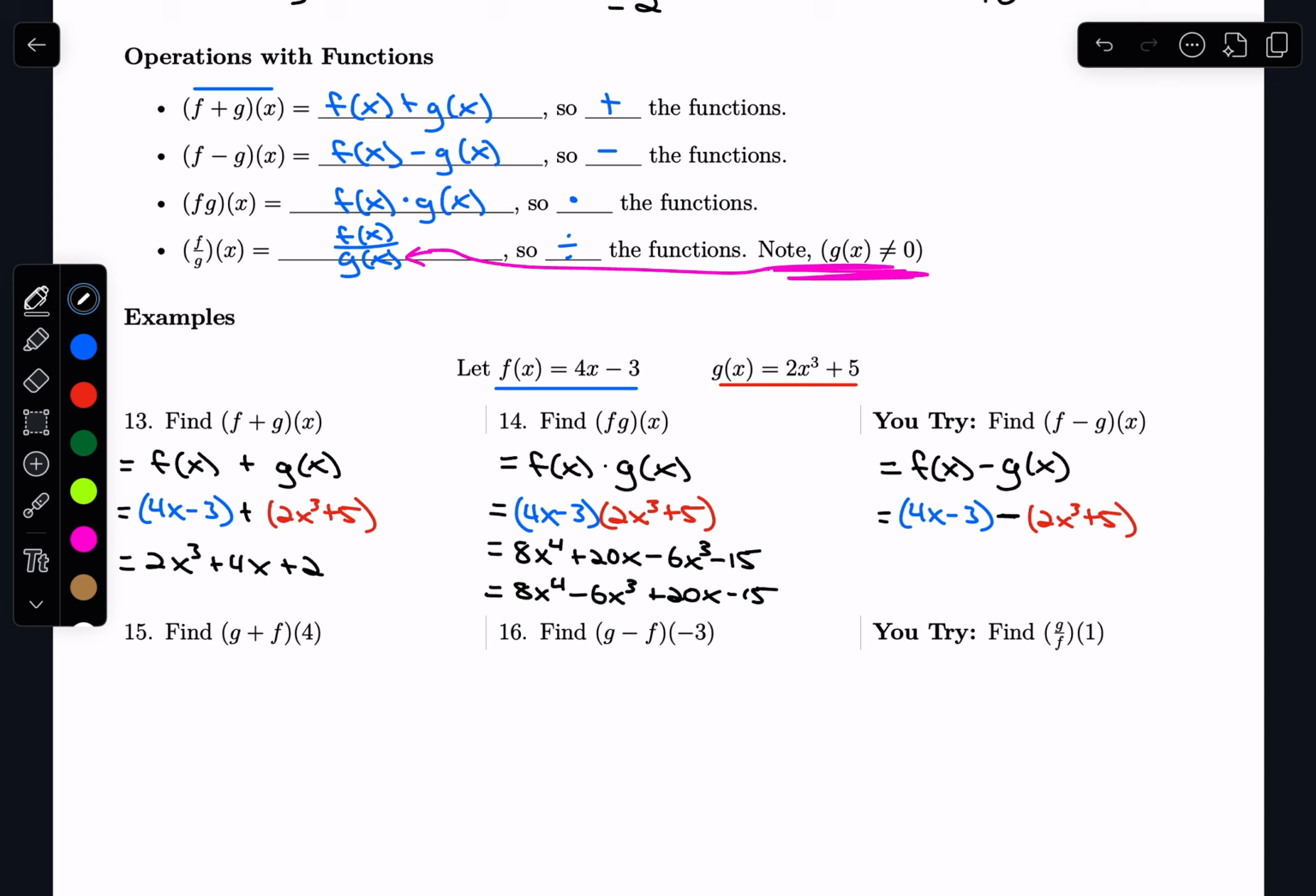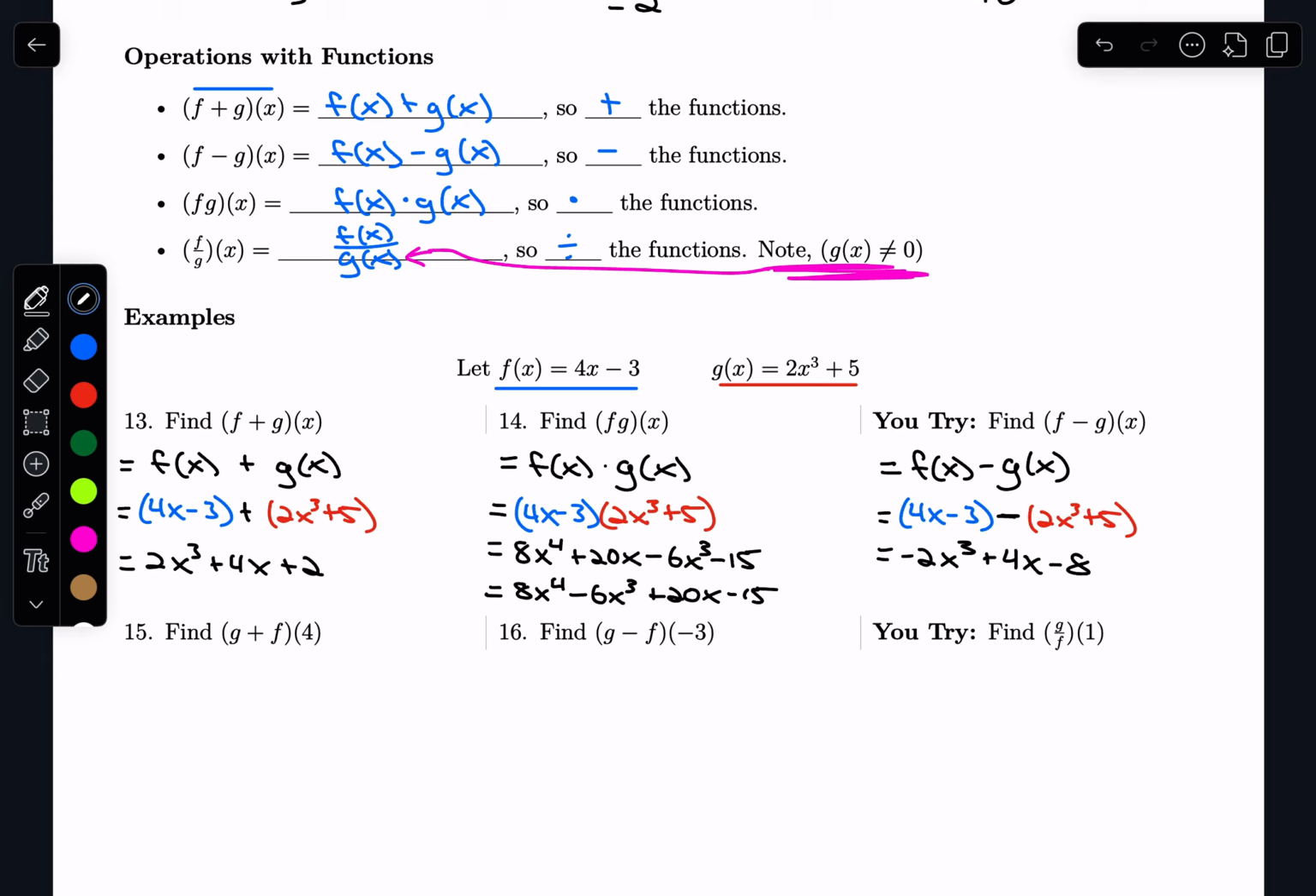Okay, all we had to do was change out subtraction for addition. That's it. It's the only difference between this one and number 13. So I replaced a plus sign with a minus sign, but everything else about what's going on stays the same. All right, so now all we need to do is some subtraction. So we're going to get negative 2x cubed, positive 4x, and then negative 3 minus 5 is going to be negative 8 this time, instead of the positive 2 like we had before.